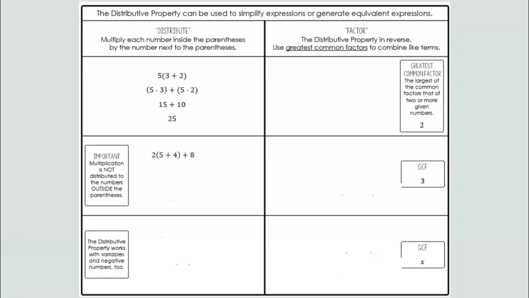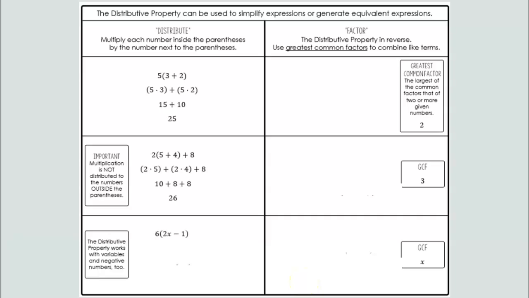2 times 5 plus 4, then plus an additional 8. So we're only going to take 2 times 5, and then 2 times 4, and the plus 8 stays the same. 2 times 5 is 10, 2 times 4 is 8, and we're going to add all three numbers together, which gives us a total of 26. Remember, the multiplication is not applied to the number that is not in parentheses.